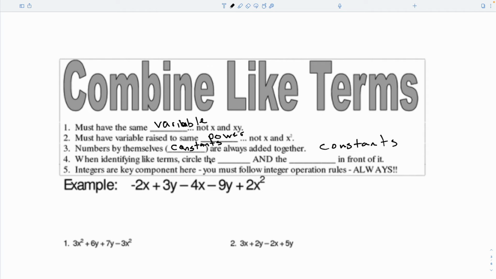And when identifying like terms, you always circle the term with the sign. So if it's a negative 4x, you are going to combine that 4 and the negative together. That's a bad guy. Integers are key components here. You must always follow integer operation rules. So you're always thinking good guys versus bad guys when you're combining. You're always thinking same good, different bad when you're multiplying.